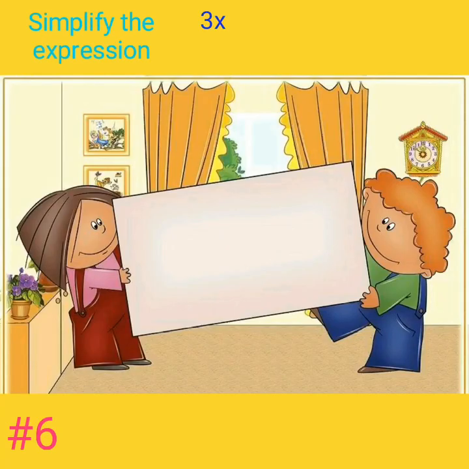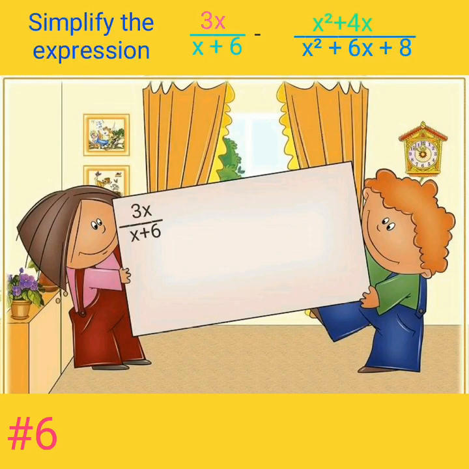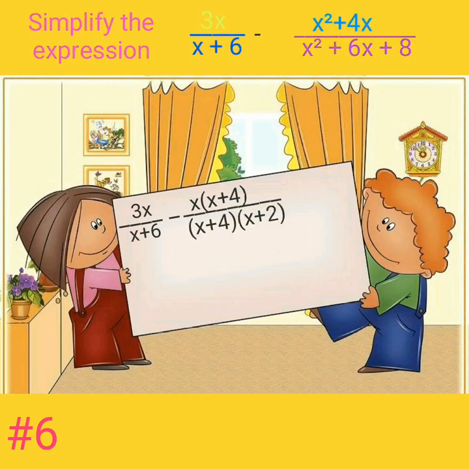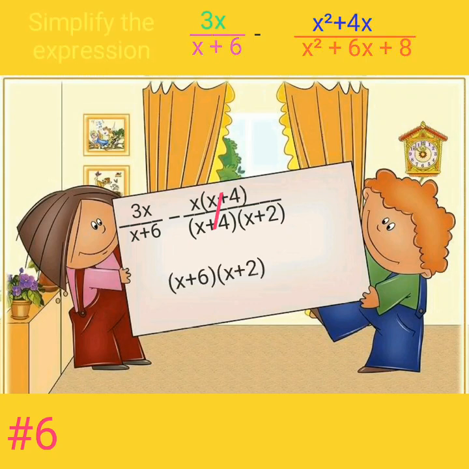Simplify the expression 3x over x plus 6 minus x squared plus 4x over x squared plus 6x plus 8. Take note that x squared plus 4x can be factored as x times the quantity of x plus 4, while x squared plus 6x plus 8 can be factored as the quantity of x plus 4 times the quantity of x plus 2. The LCD will be x plus 2 times the quantity of x plus 6.